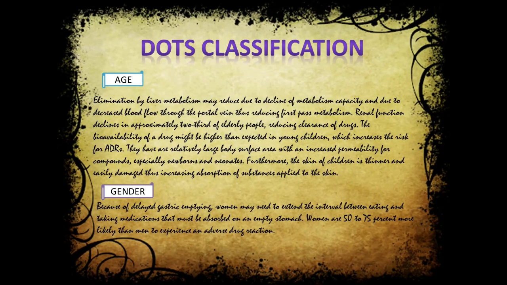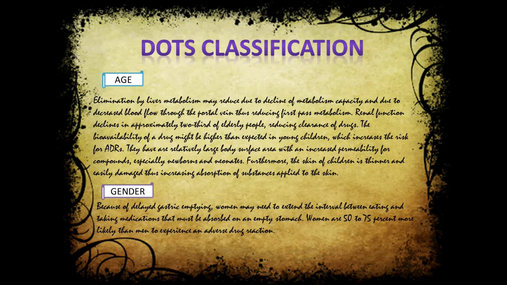So what is age? Under this age, elimination by liver metabolism may reduce due to decline of metabolism capacity and due to decreased blood flow through the portal vein, thus reducing first-pass metabolism. Renal function declines in approximately 2/3 of elderly people, reducing clearance of drugs.